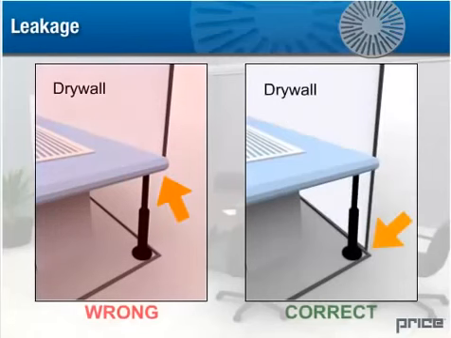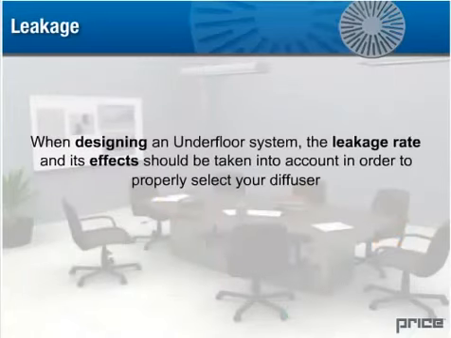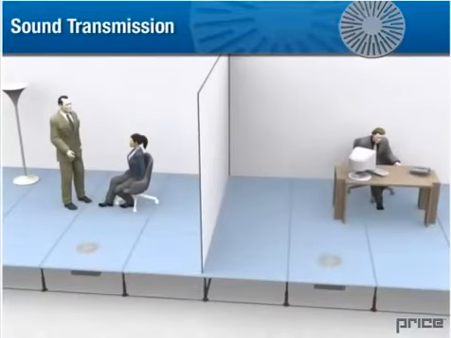Another crucial way to minimize leakage in the plenum space is to ensure that the drywall installations for each room do not just stop at the floor panel level, but reach all the way down to the floor slab. When designing an underfloor system, the leakage rate and its effects should be taken into account in order to properly select your diffuser. As with ceiling or wall air outlets, the question is whether floor air outlets transmit speech and other noises to adjacent rooms.